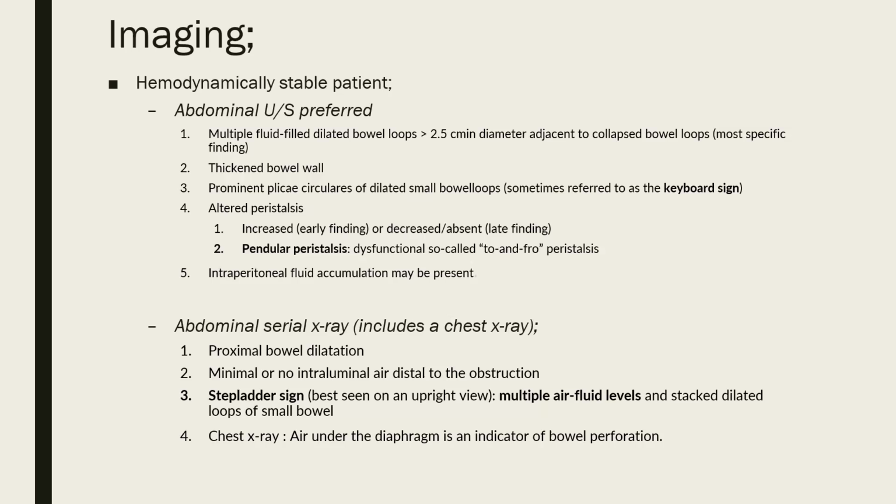Then you're going to have all your signs. There are a lot of signs in intestinal obstruction: keyboard sign, stepladder sign, target sign, coffee bean sign. So maybe you go look at which disease process is suggestive of which imaging finding, but you have a lot of signs in your imaging. So when we go to the hemodynamically stable patient, which is the next slide.